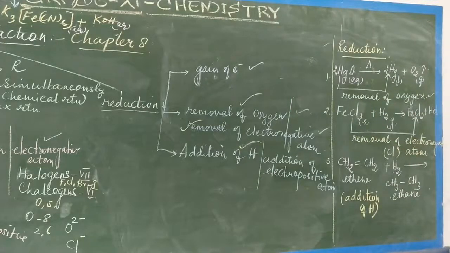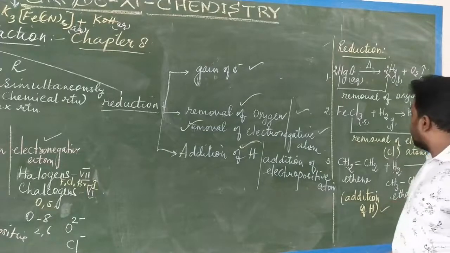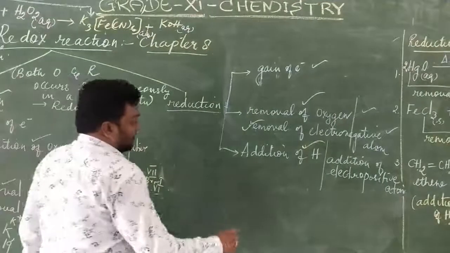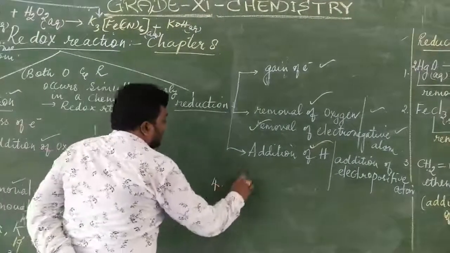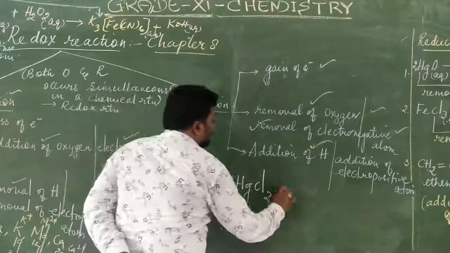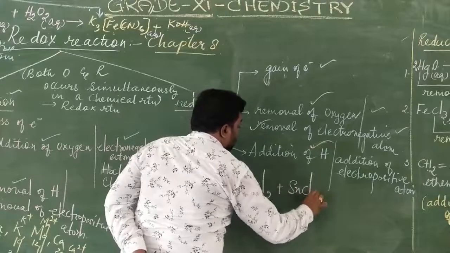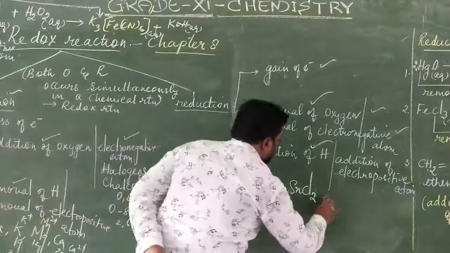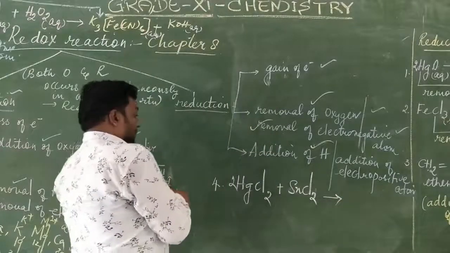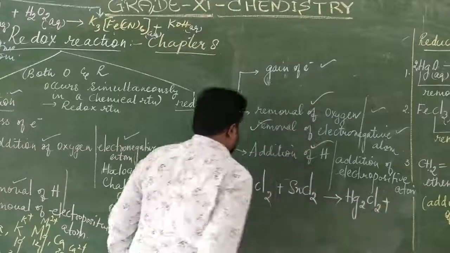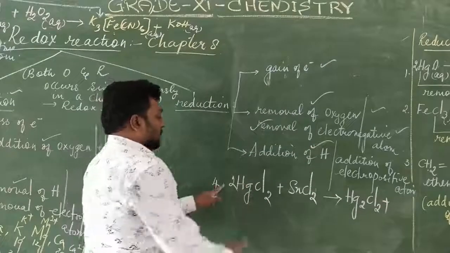So what is the first example? Removal of oxygen. What is the second example? Removal of electronegative atom. And the third example is addition of hydrogen. Now the next example, the fourth example, very important, is HgCl2. You take HgCl2 and combine it with SnCl2, which is called stannous chloride. It gives rise to the formation of Hg2Cl2.